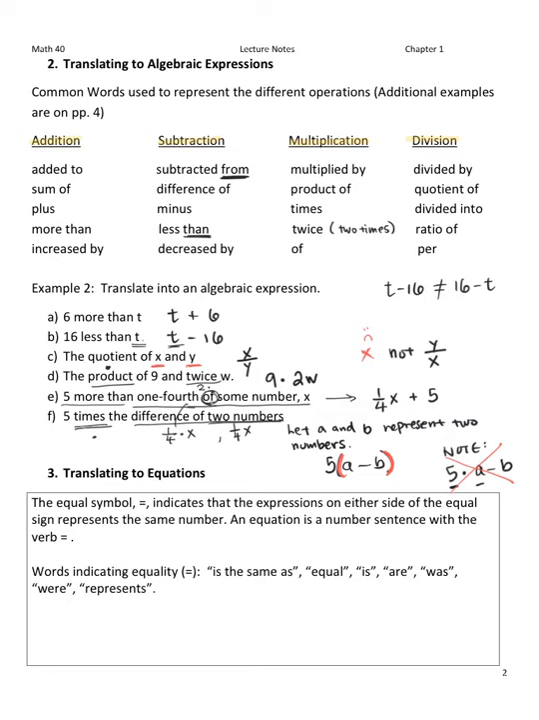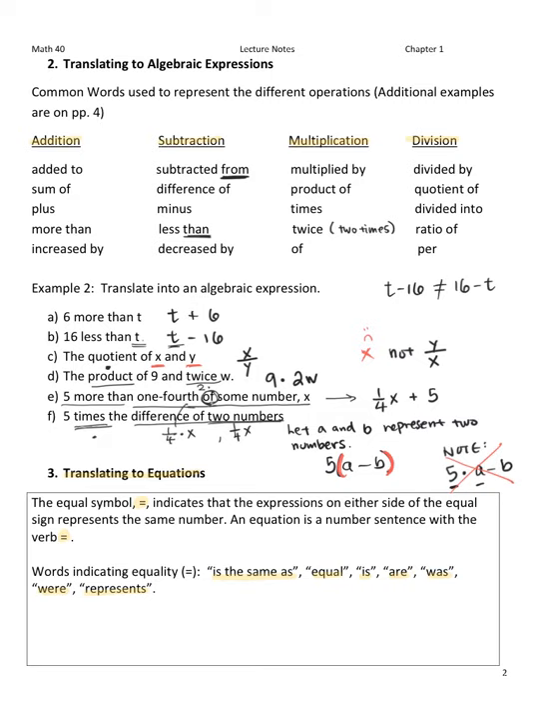Okay, the last topic of this section is translating equations. Now the equal symbol indicates that the expressions on either side of the equal sign represent the same number. An equation is a number sentence with the verb equal. There are some words that indicate equality: is the same as, equal, is, are, was, were, and represents.